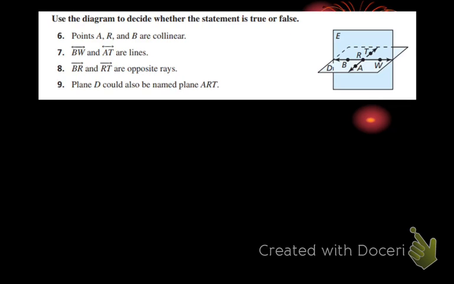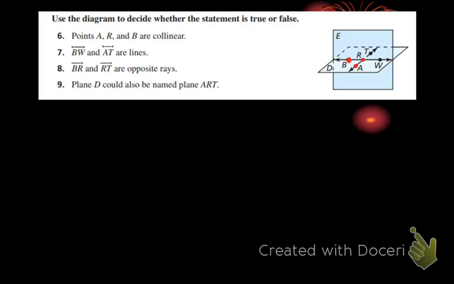All right, and then we're almost finished with this portion. Use a diagram to decide whether the statement is true or false. We're probably going to be quicker than you would be able to draw this, so just stay engaged. Points A, R, and B are collinear. Collinear means they're on the same line.